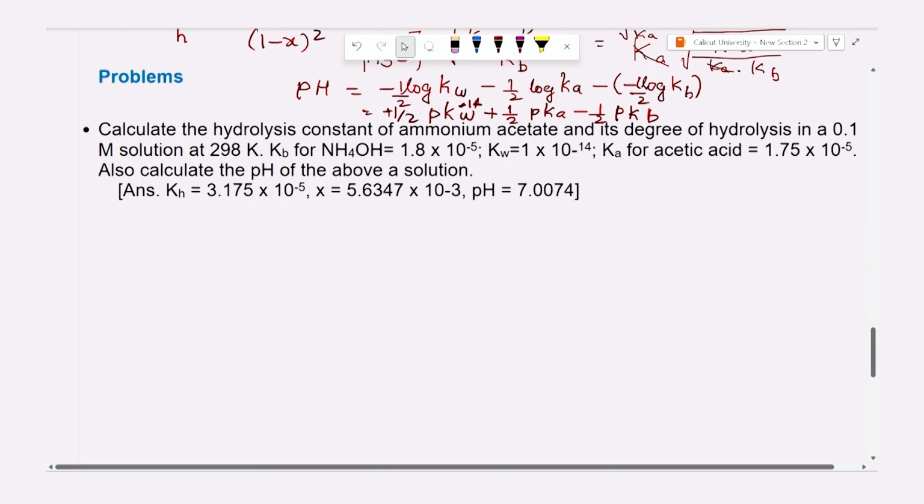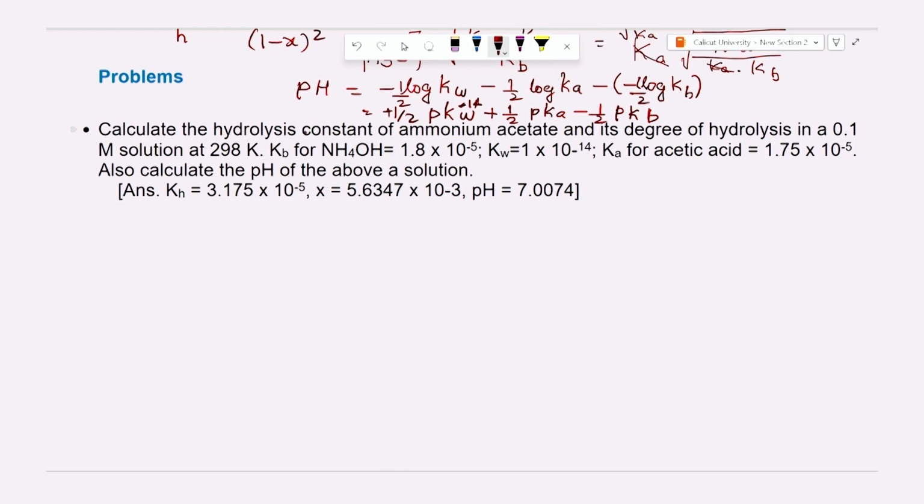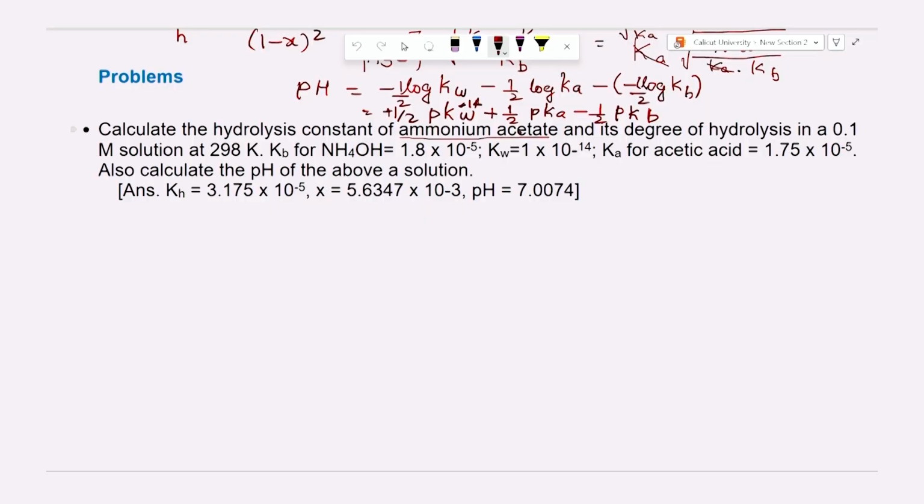Here the problem goes on like this. There is a hydrolysis constant of ammonium acetate. Whenever you get a salt, you should first identify whether it is a salt of weak acid and a weak base, or strong acid and a weak base, or weak acid and a strong base. Ammonium acetate means it is a salt formed from ammonium hydroxide, which is a weak base, and acetic acid, which is again a weak acid.